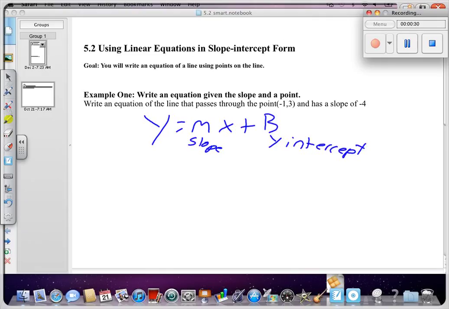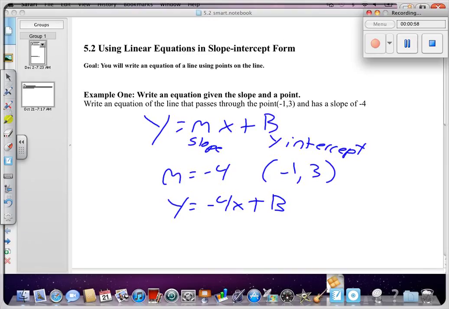What you may not know is that any number you plug in for x, you will find the correct y for the line. Okay? X and y means any point that you could plug in there. So we've got an equation where the slope is m equals -4, and we've got the point (-1, 3). So I've got y equals -4x, but I don't have the b. Does everybody see that? We don't know what the y-intercept is.